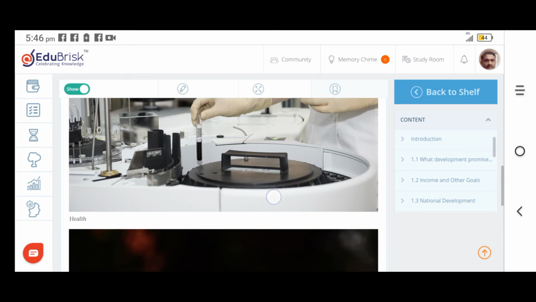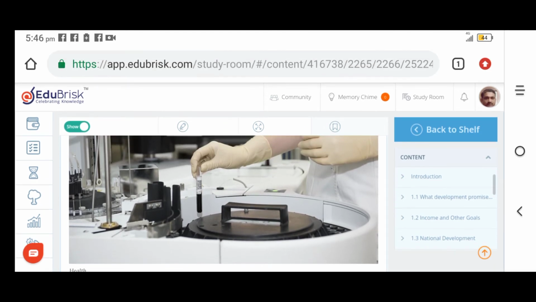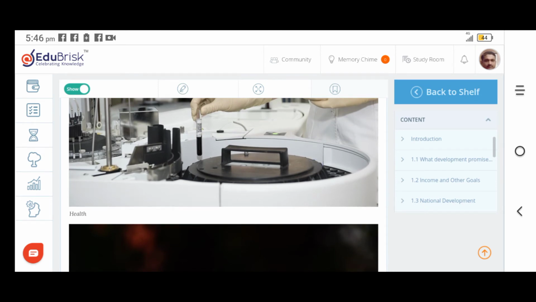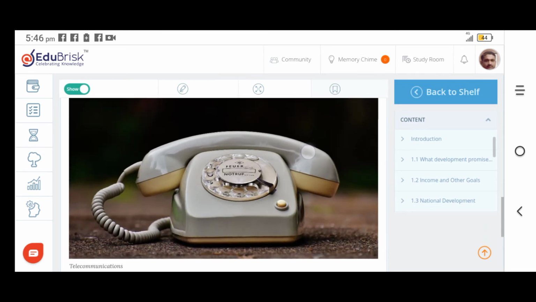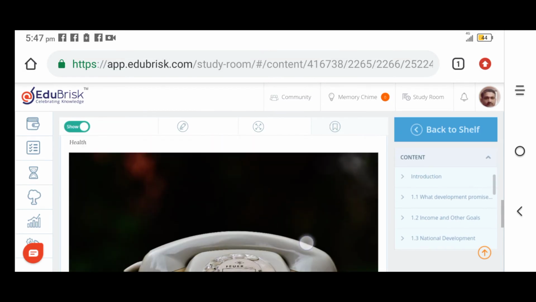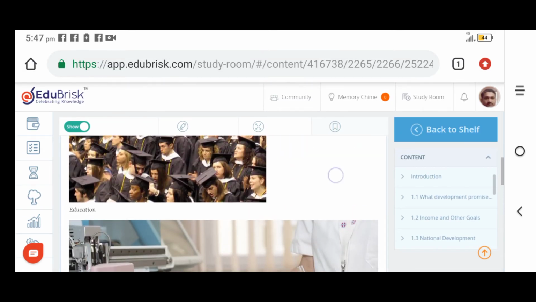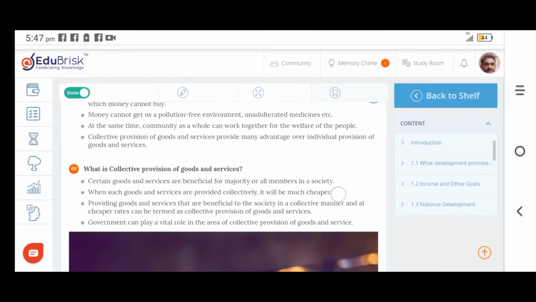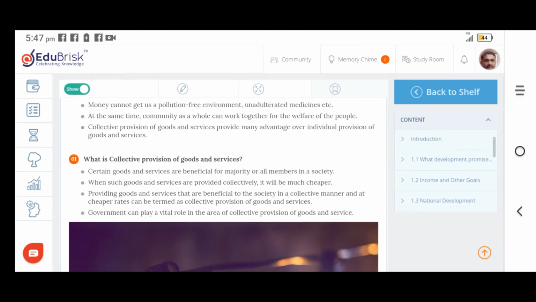through public health care facilities. Next, telecommunications, railway services, telephone, electricity, education, common health care centers, public distribution system, etc. These are all examples of common public services, or we can say the collective provision of goods and services.